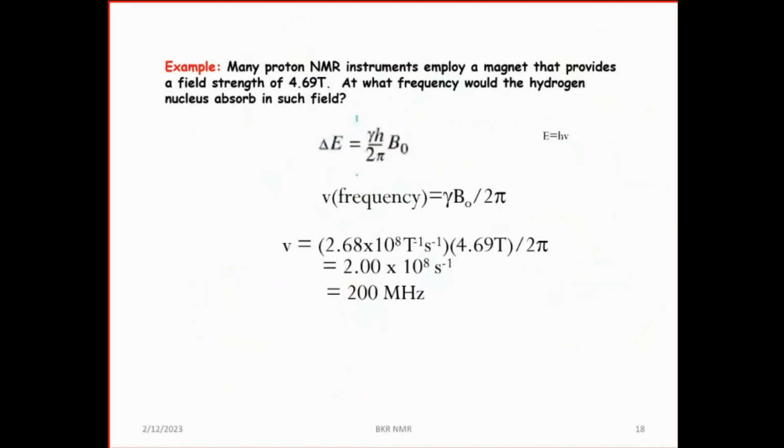Okay, now we'll proceed. Question. Many proton NMR instruments employ a magnet that provides a field strength of 4.69 Tesla. At what frequency would the hydrogen nuclei absorb in such a field? A very simple problem. You just find the frequency. Frequency is equal to gamma B0 by 2 pi. For proton, gamma is 2.68 times 10 power 8, B0 is 4.69, divided by 2 pi. So you'll get 200 megahertz. Very simple problem.